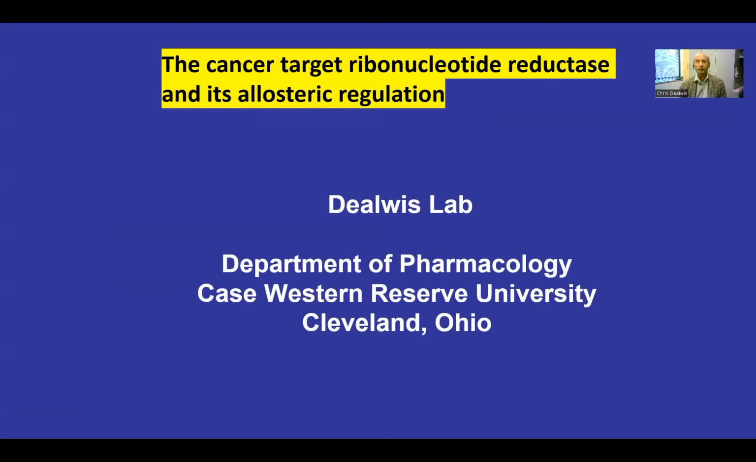I'm going to talk about the cancer target ribonucleotide reductase and its allosteric regulation. I'm going to give you a brief introduction, especially stressing its allosteric regulation. And then I'm going to talk to you about the cancer target, how it's been targeted in the past, and how new future therapies are occurring, including my own efforts from our lab.